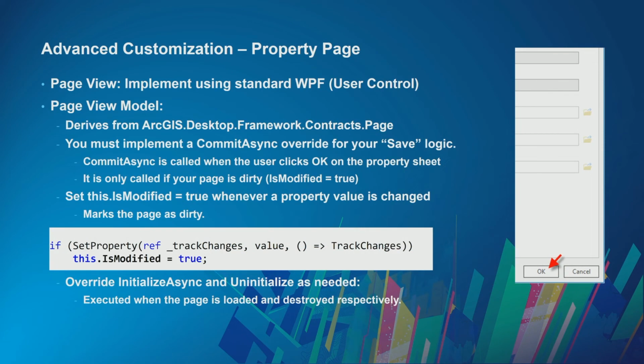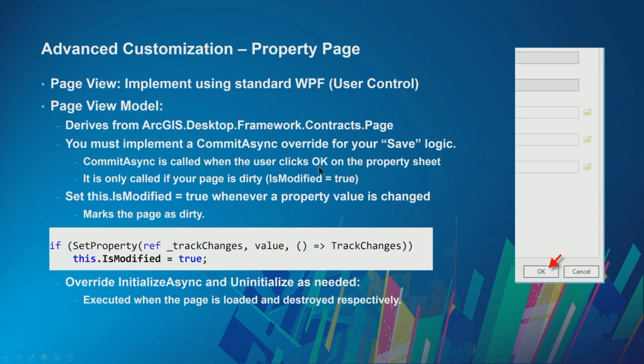So a little bit of detail about property pages. The page view is implemented using standard WPF. It's a user control. The page view model derives from the ArcGIS Pro Desktop Framework Contracts Page, and you must implement a CommitAsync override for your save logic. CommitAsync is called when the user clicks OK on the property sheet, and is only called if your page is dirty. So there is an IsModified true-false property that you have to set to true for the system to recognize that somebody made a change on your specific sheet.